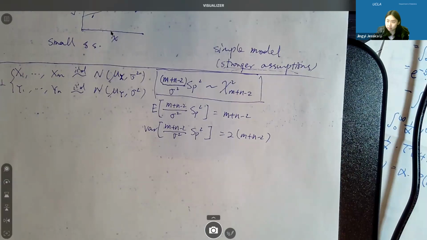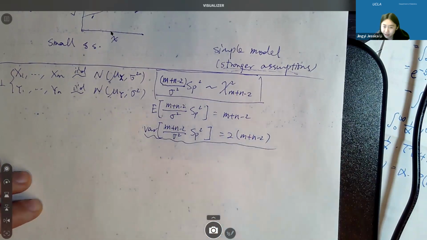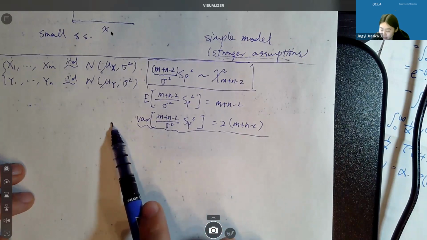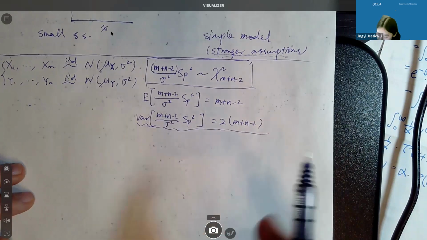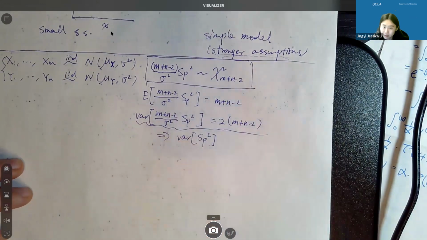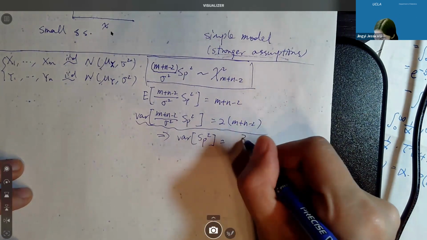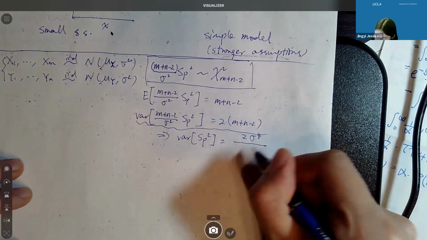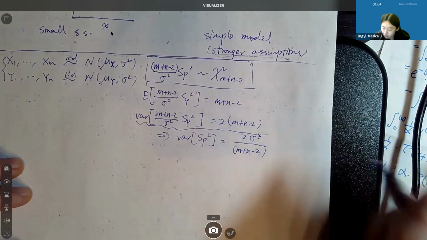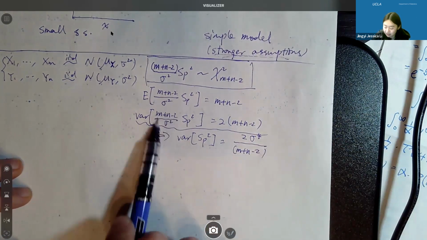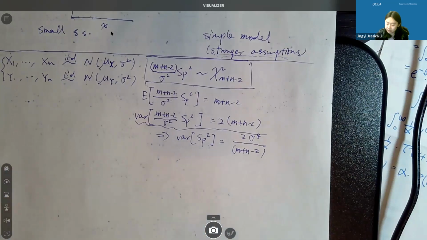But how about the variance of SP squared? We can use this to derive it. Once we get this coefficient out, we need to square the coefficient, and then we can move it to the right-hand side. So the variance of SP squared alone would be equal to 2 times sigma to the fourth, divided by m plus n minus 2. I have the square here and one in the numerator, so they cancel each other. But this variance itself is meaningful.